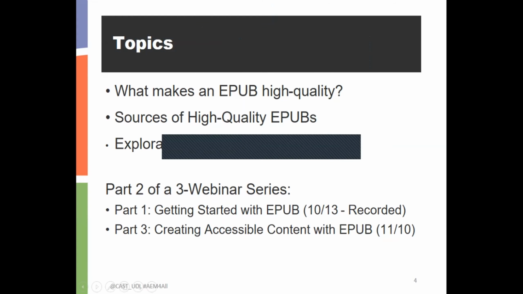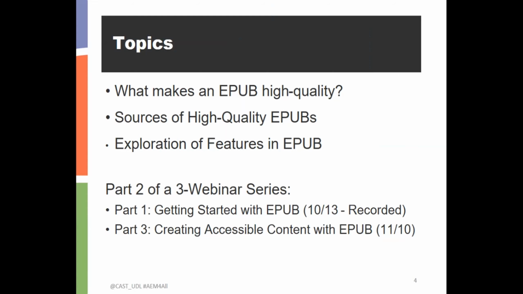So just want to give you a roadmap for what we're going to be discussing this afternoon. The first thing, we're going to look at the question, what makes an EPUB high quality? Because like many of these formats, not every format or not every title is made the same. And so we want to make sure that you're using the highest quality EPUB to really create the best experience for learners. So we're going to explore that question first to kick things off.